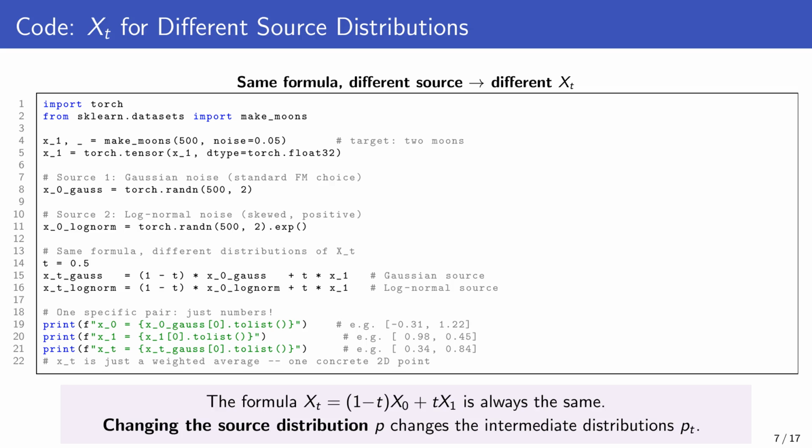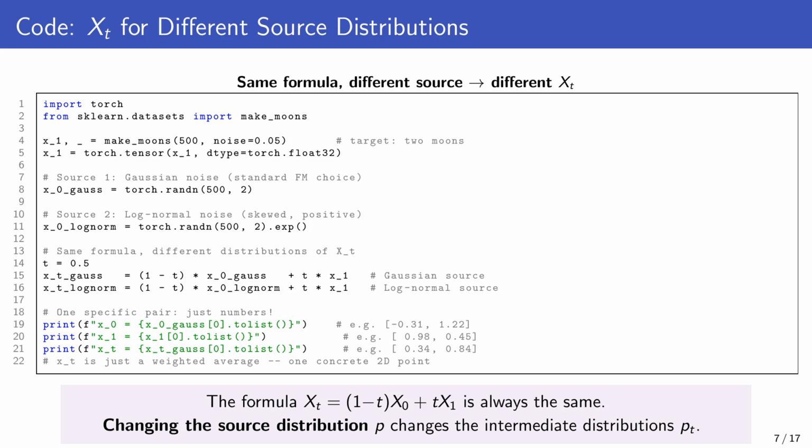We have the same target distribution, 2 moons, but 2 different source distributions. The first is a standard Gaussian, which is the standard choice in flow matching. The second is a log normal, where we exponentiate Gaussian samples to get positive, skewed values. The interpolation formula is identical in both cases: 1 minus t times x0 plus t times x1, but because x0 is drawn from a different distribution, the intermediate point, xt at time 0.5, lives in a completely different part of space.